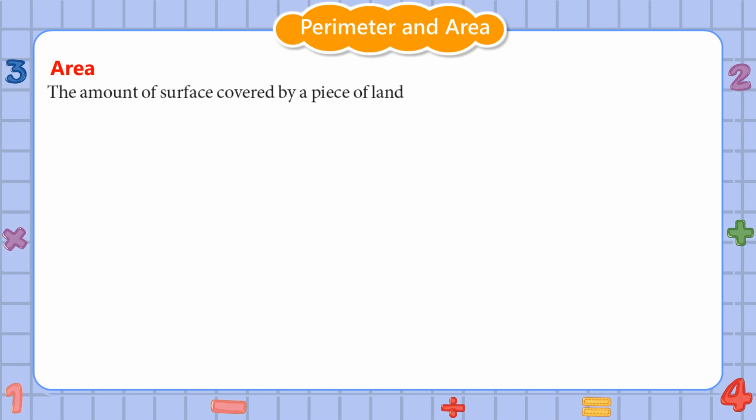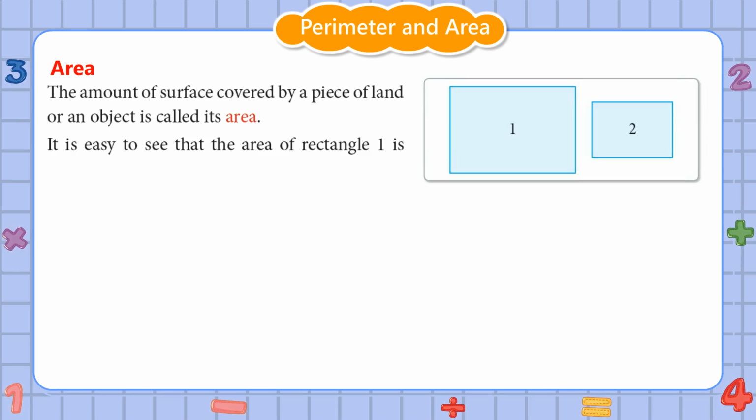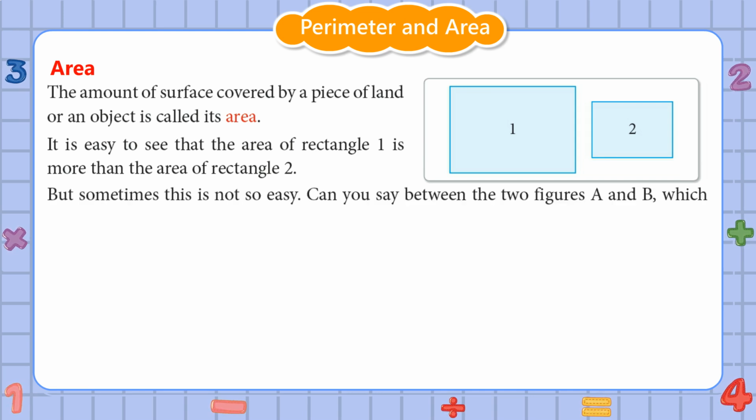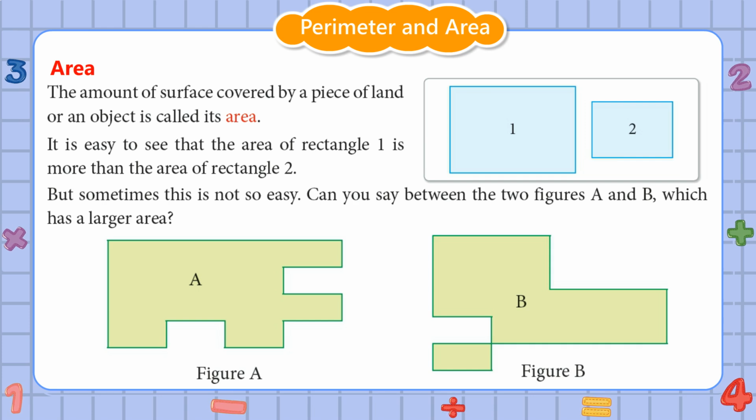Area. The amount of surface covered by a piece of land or an object is called its area. It is easy to see that the area of rectangle 1 is more than the area of rectangle 2. But sometimes it is not so easy. Can you say between the two figures A and B which has larger area?